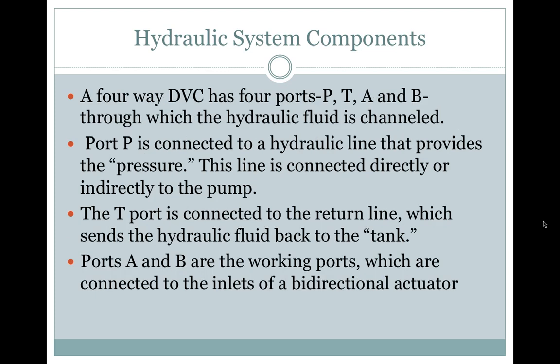A four-way DCV has four ports, P, T, A, and B, through which the hydraulic fluid is channeled. Port P is connected to a hydraulic line that provides the pressure. This line is connected directly or indirectly to the pump. The T port is connected to the return line, which sends the hydraulic fluid back to the tank. Ports A and B are the working ports, which are connected to the inlets of a bidirectional actuator.